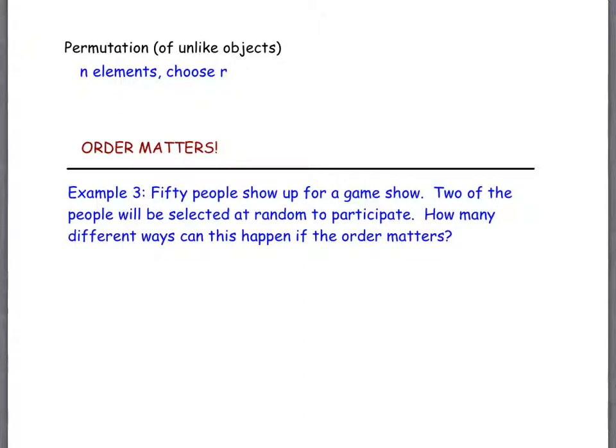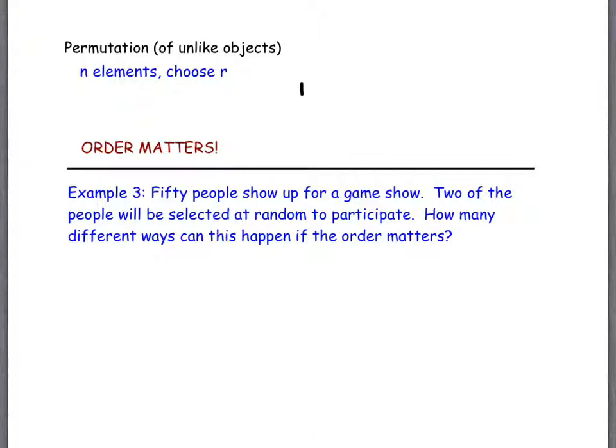Those were unlike objects. When you drew out of the hat and there were coins and some of the coins were the same, those were like objects, right? Because there's more than one quarter, so some of the quarters are alike. Some of the coins are alike. So permutation of unlike objects looks like the following.